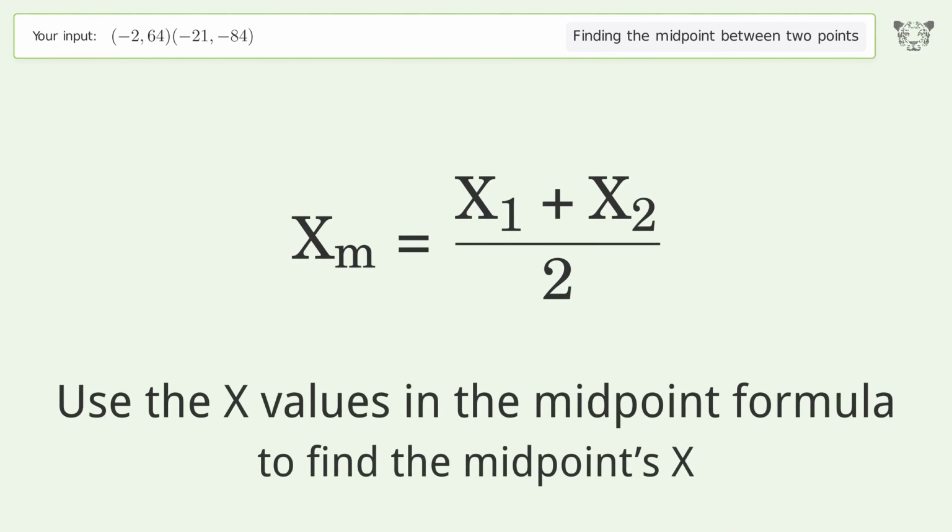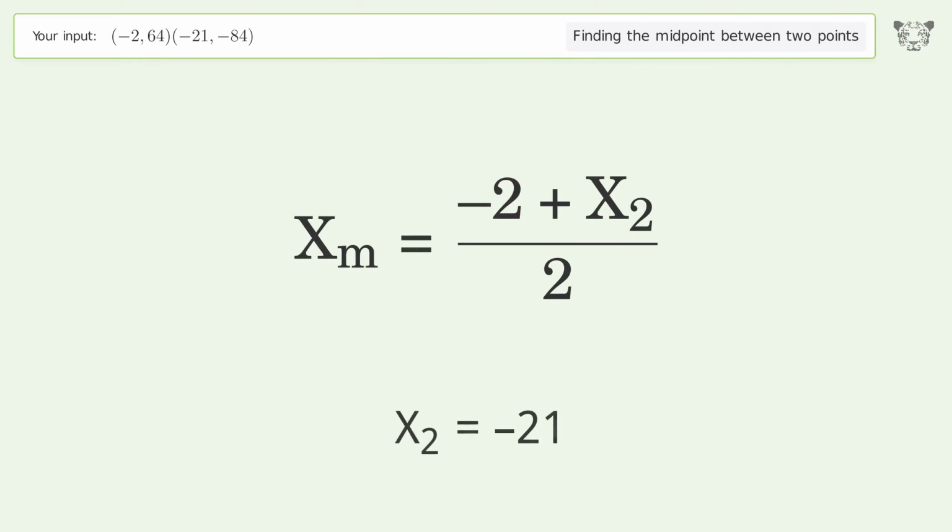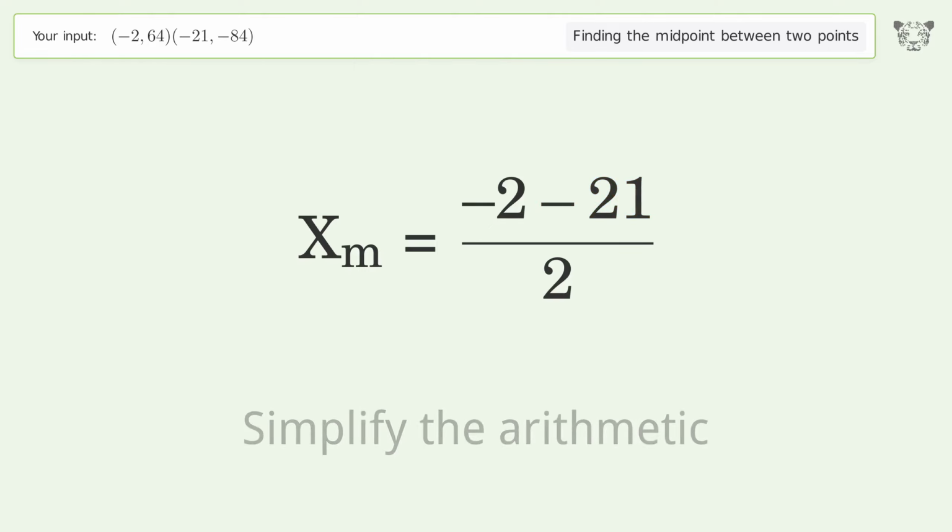Use the x values in the midpoint formula to find the midpoint's x. x1 equals -2. x2 equals -21. Simplify the arithmetic.